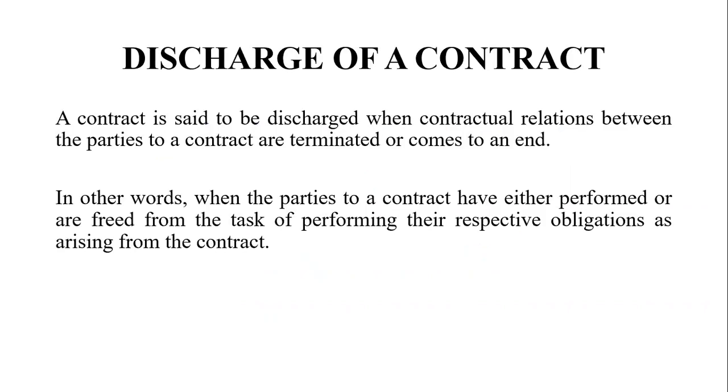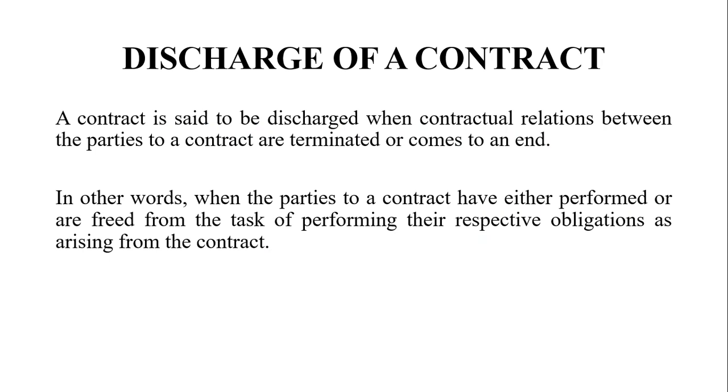According to the language of law, a contract is said to be discharged when the contractual relations between the parties to a contract are terminated or come to an end. There are two different phases. Either it will be terminated or it will come to an end. In other words, the parties to a contract have either performed or are free from performing their respective obligations arising from the contract.